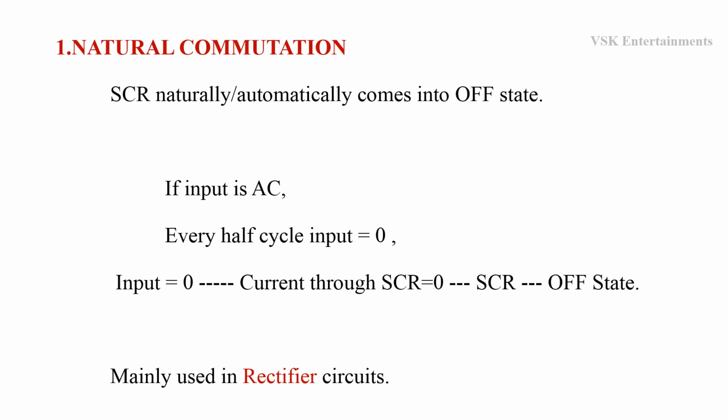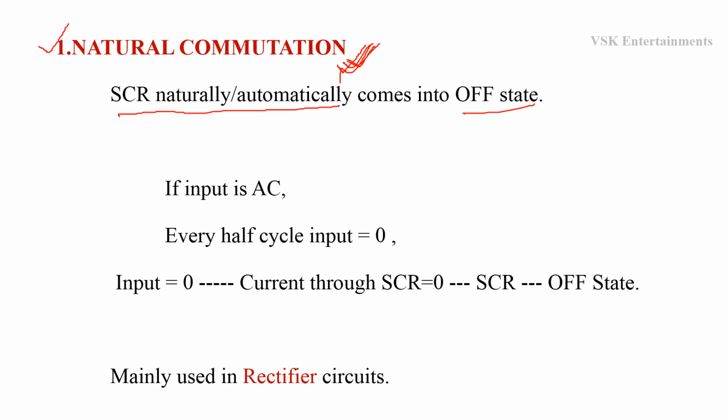Coming to natural commutation, the name itself indicates the meaning of this type of commutation. That is the commutation in which the SCR can be commutated, or turned off, naturally. Means without using any external components, the SCR comes into the off state. That type of commutation is called natural commutation. That is, the SCR naturally or automatically comes into the off state. That is nothing but natural commutation.